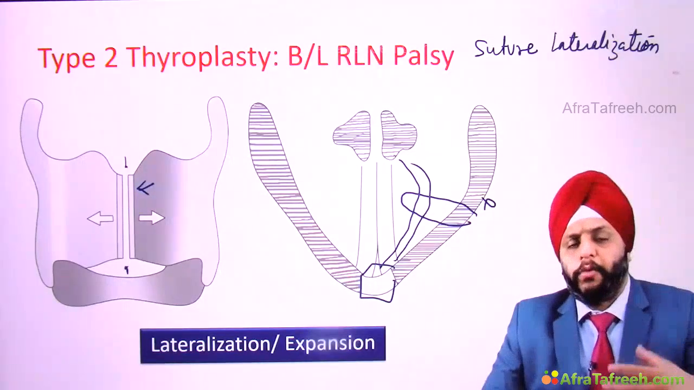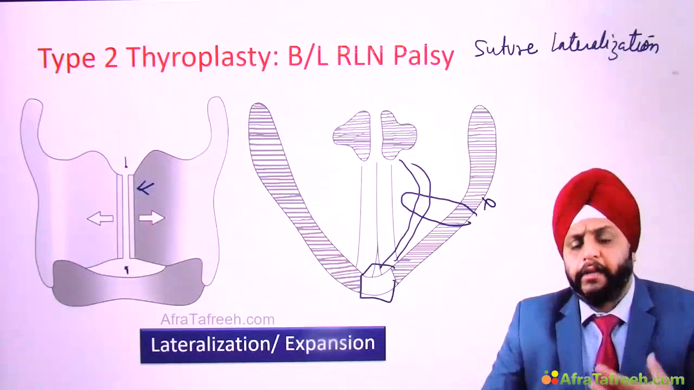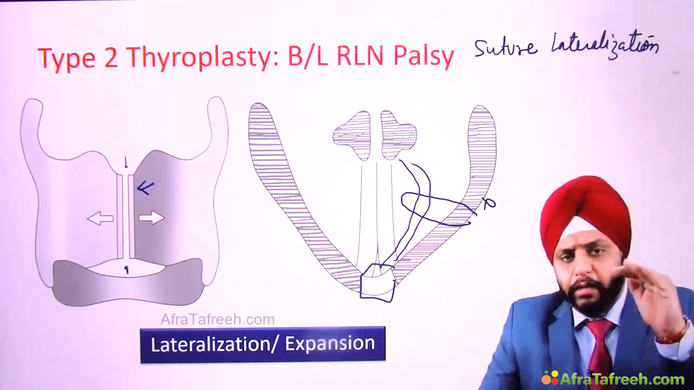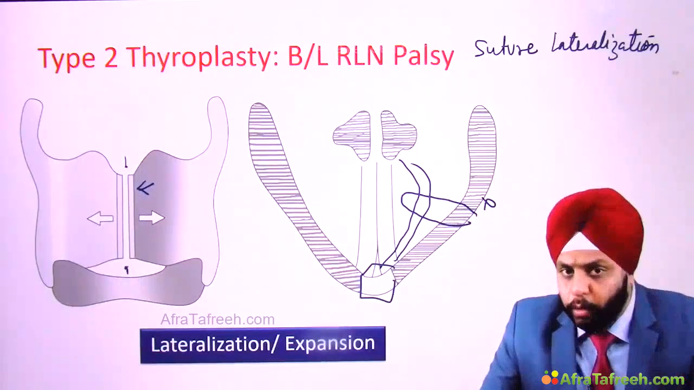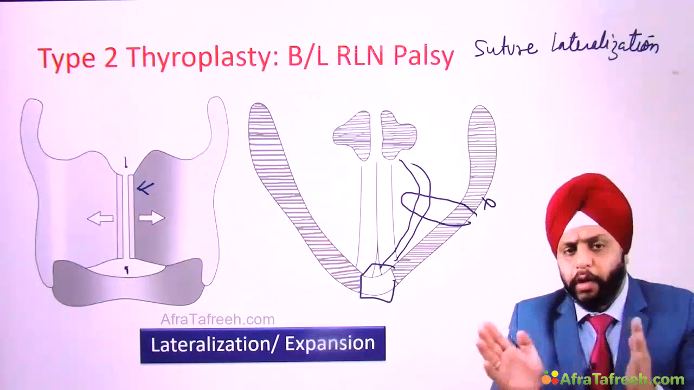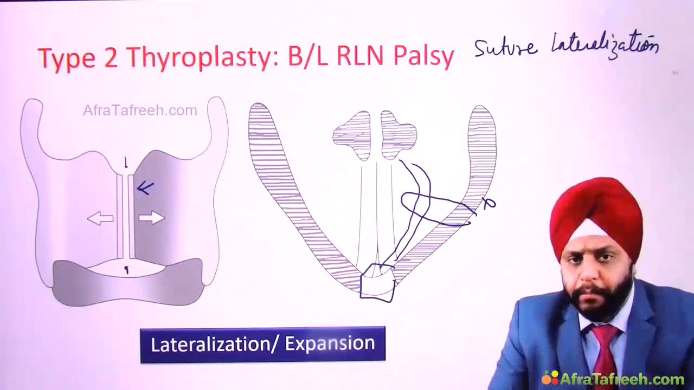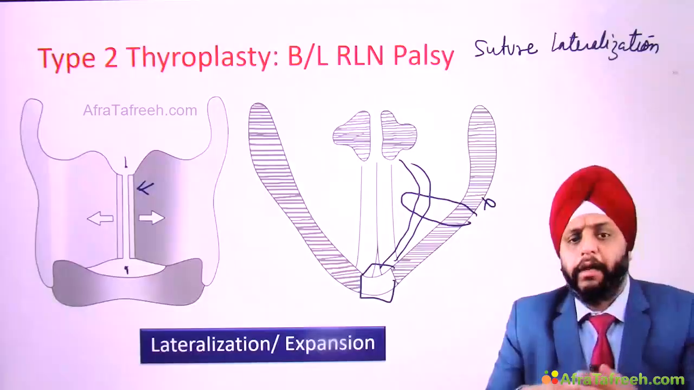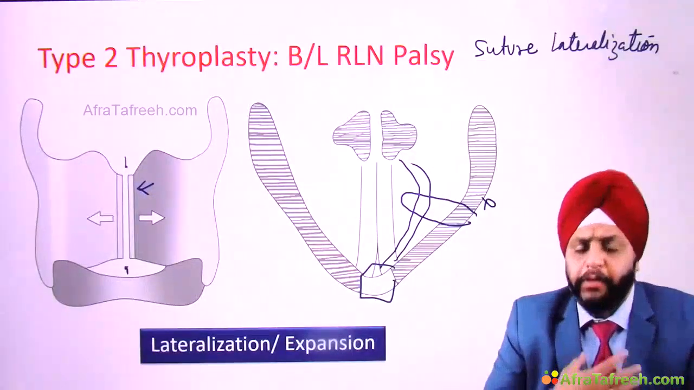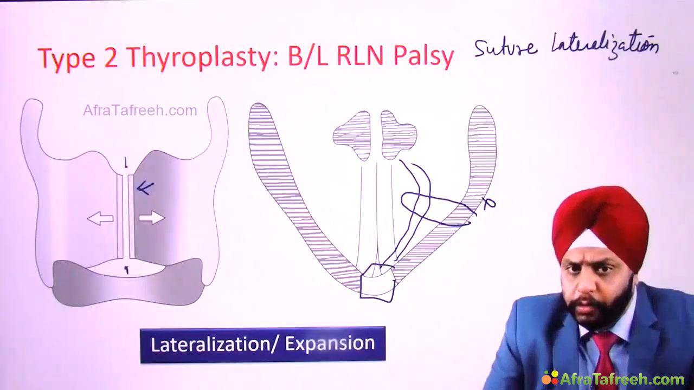Remember, the type 2 thyroplasty or any other lateralization procedure done over here will degrade the voice. As the vocal fold goes away, the voice will become poor, but the airway will improve. Right now, the patient is not able to breathe. The patient may be on tracheostomy, breathing through the tracheostomy tube.